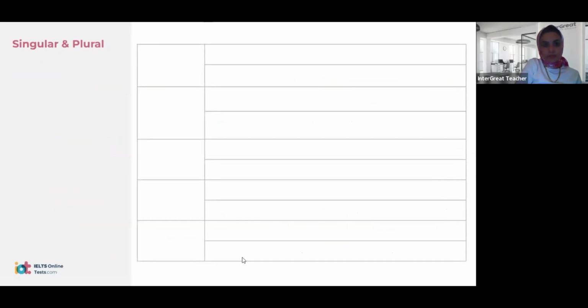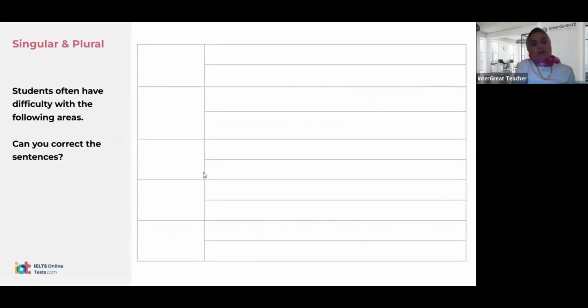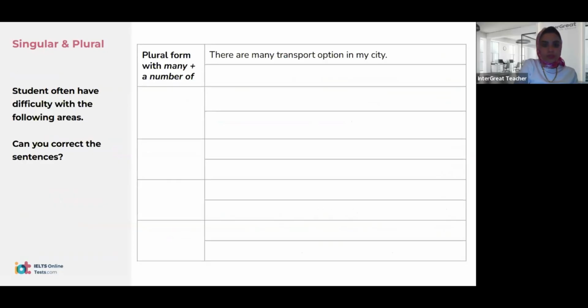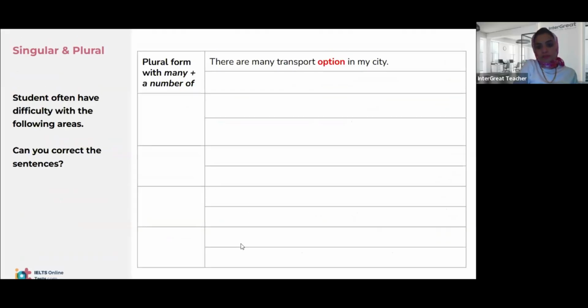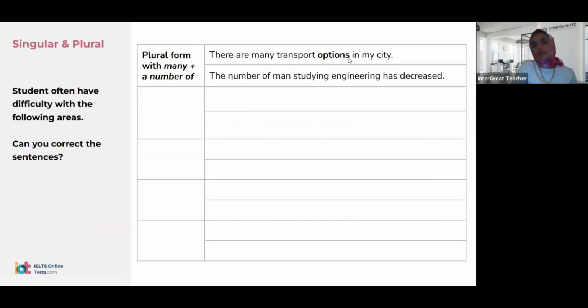All right, now let's look at the singular and plural. And let me show you some examples now. Singular and plural. Let's see, there are many transport options in my city. Okay. What do you think the problem is here? Correct. Options. Why? Because many, of course. So after many, it must be plural, not singular.